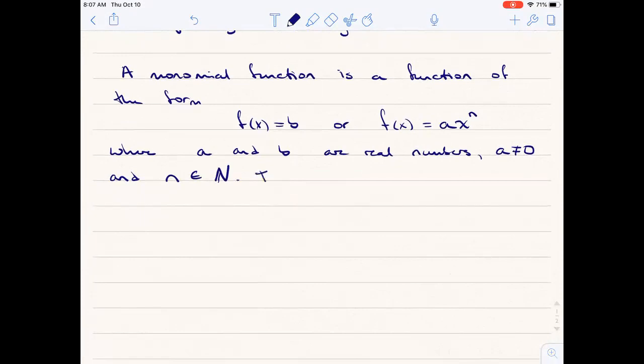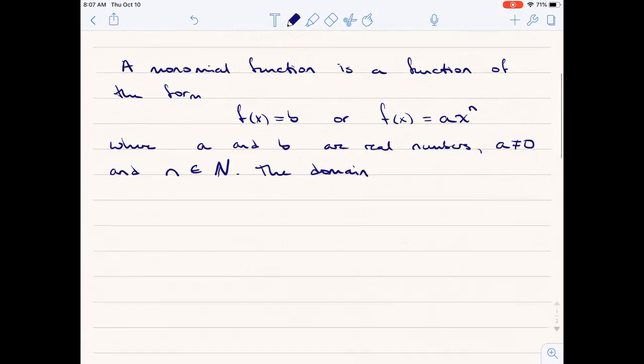So the domain of a monomial, you might have guessed already, the domain is usually just negative infinity to positive infinity, right, which it is for a monomial. So the domain of a monomial function is from negative infinity to positive infinity.